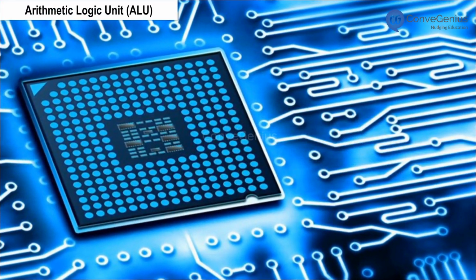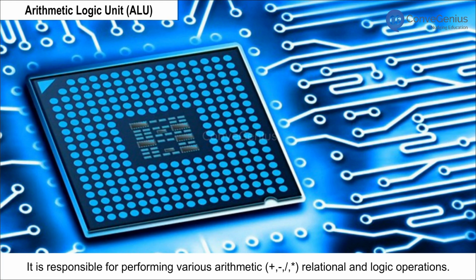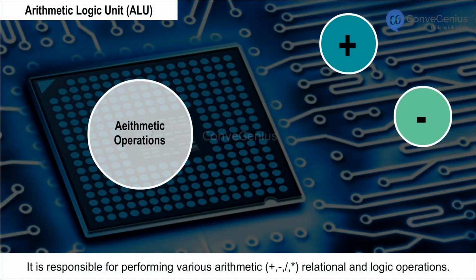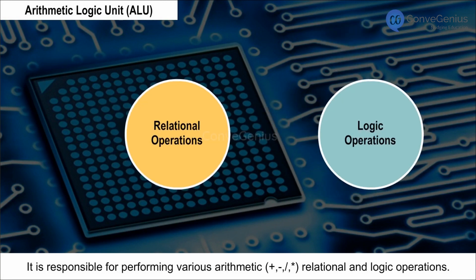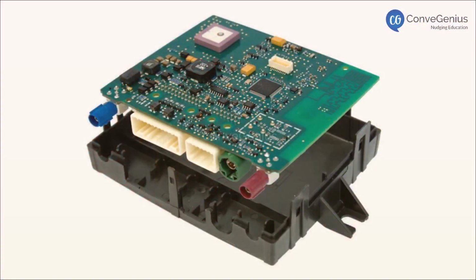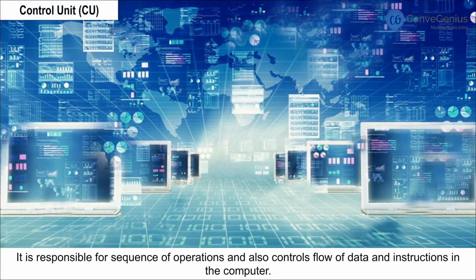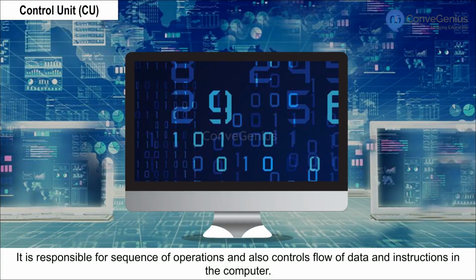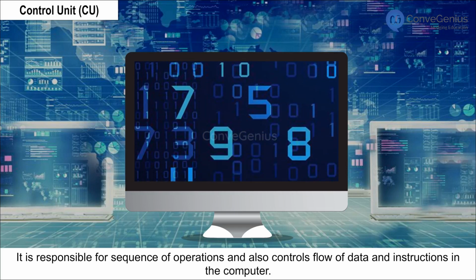Arithmetic Logic Unit, ALU. It is responsible for performing various arithmetic operations, addition, subtraction, division, multiplication, and relational and logic operations. Control Unit, CU. It is responsible for the sequence of operations and also controls the flow of data and instructions in the computer.